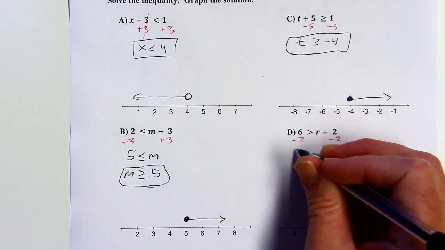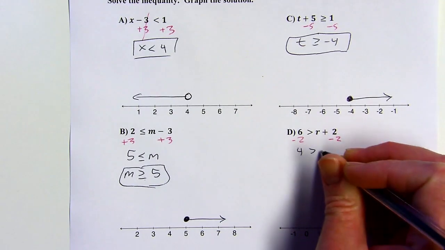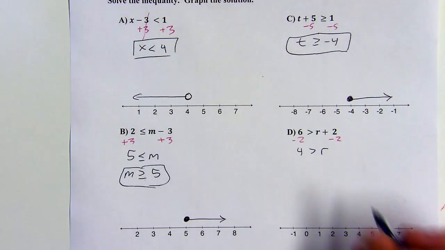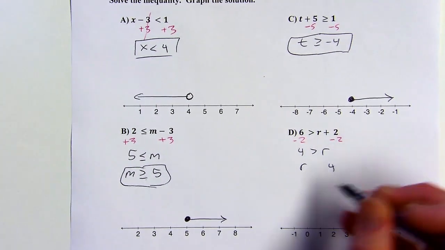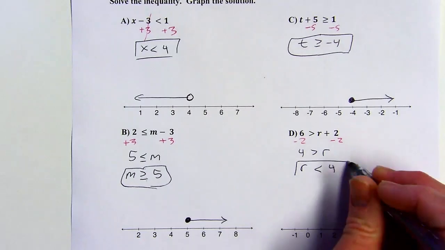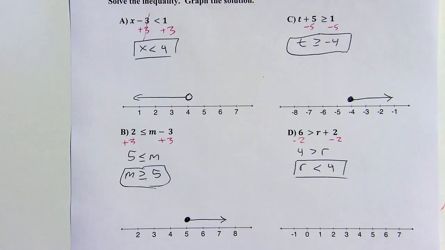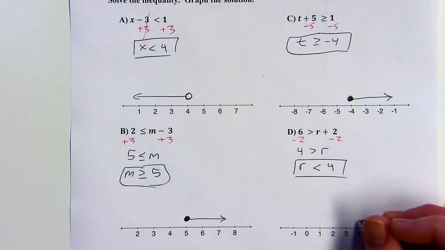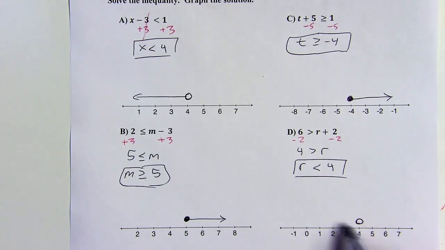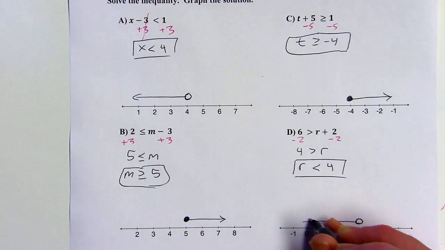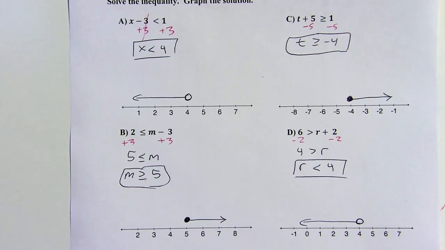I'm subtracting 2 from both sides here. So I've got 4 is less than r. I like to flip it around. So let's do that. The alligator is eating the 4 up here, so I still want the alligator eating the 4. There's my solution. Okay, this one is not underlined, so I want an open dot above the 4. And then r is less than 4, so I want numbers to the left of 4. There's where the numbers less than 4 are on that number line.